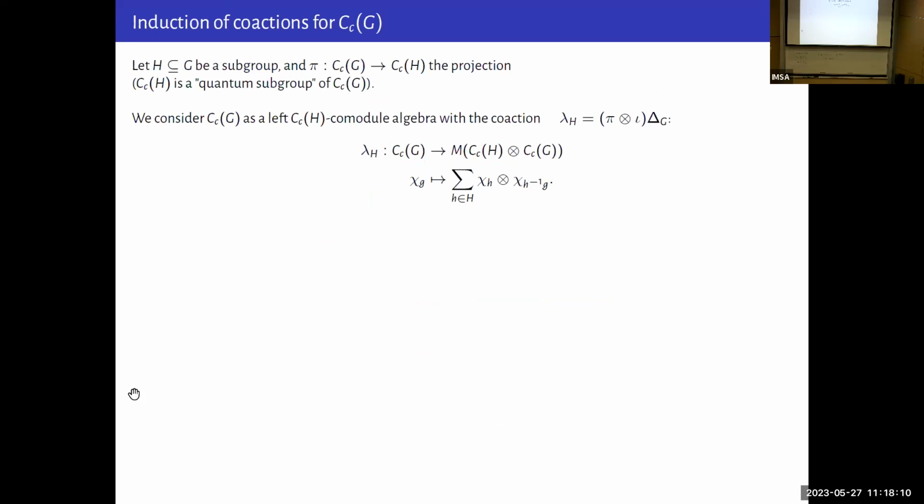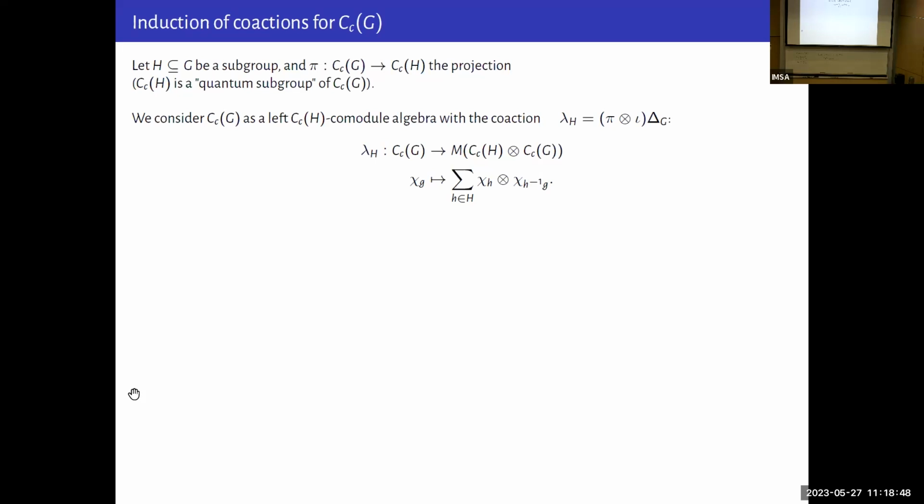Now we want to induce. So we take H a subgroup of G and write the projection. These are functions from G to the complex numbers with finite support. These are functions from H to the complex numbers with finite support. And this is the way of seeing this algebraic quantum group as a subalgebra. We have to take the projection. So the idea is, if we have an algebra over this algebraic quantum group, how can we induce an algebra over this one?